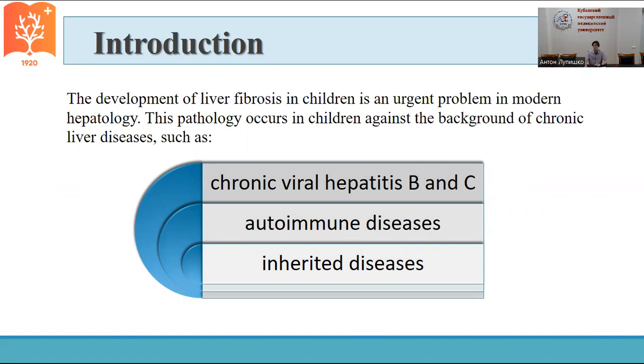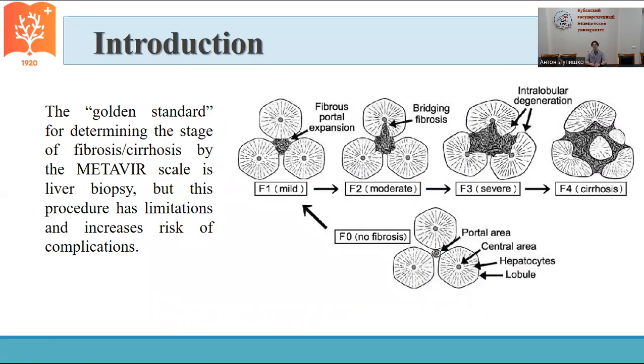This pathology occurs in children against the background of chronic liver diseases such as chronic viral hepatitis B and C, autoimmune diseases, and inherited diseases. The gold standard for determining the stage of fibrosis and cirrhosis by the METAVIR scale is liver biopsy, but this procedure has limitations and increases the risk of complications.